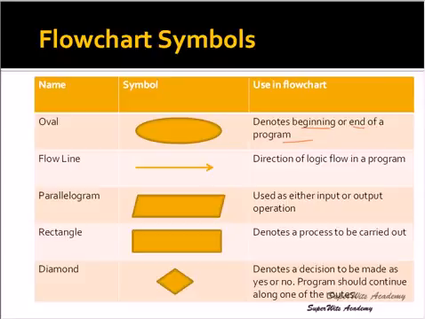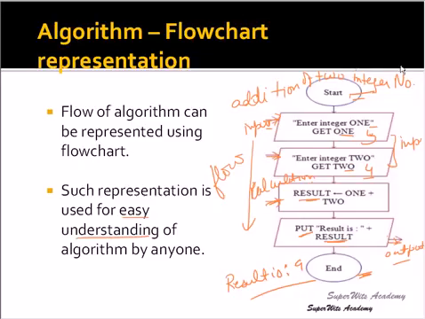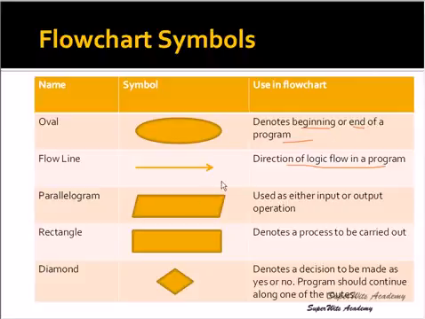Then flow lines is basically used for connection or defining the logical flow of the program. Like if I come to that flowchart again, this is the arrow, this is the arrow, this is the arrow. So this is defining the flow, right? Now next thing, parallelogram. This is used as either input or output operation, right? Next, rectangle is used for process to be carried out.